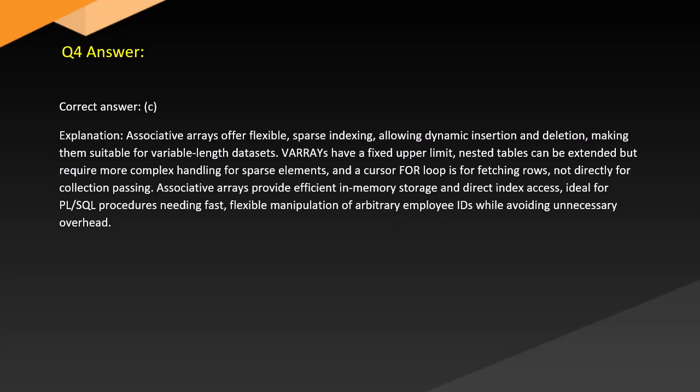Answer. Correct answer: C. Explanation. Associative arrays offer flexible, sparse indexing, allowing dynamic insertion and deletion, making them suitable for variable length datasets. VARRAYs have a fixed upper limit. Nested tables can be extended but require more complex handling for sparse elements. A cursor FOR loop is for fetching rows, not directly for collection passing.